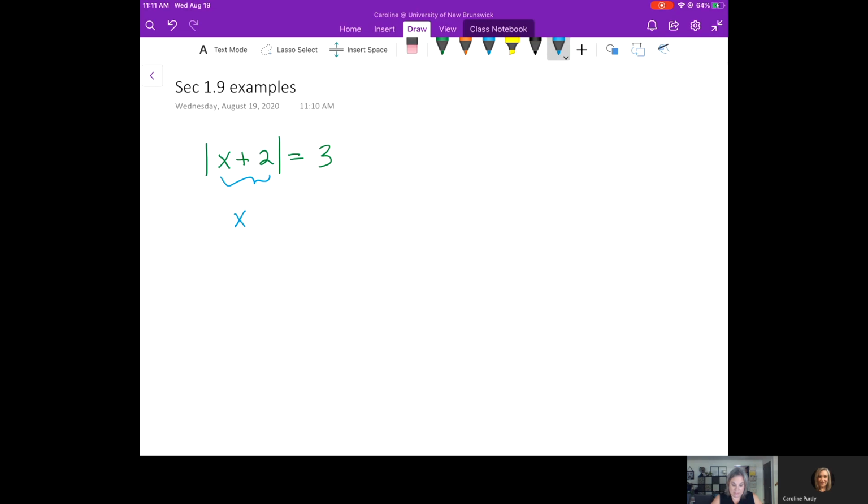Well, if I plug in x equals 1, for example, let's do it and see what happens. We get 1 plus 2. That's the absolute value of 3, and the absolute value of 3 is 3, so that is true. That's correct. If I plug in x is -1, I will get -1 plus 2, which is the absolute value of 1, which is 1, and that's not equal to 3, so that would not be correct.